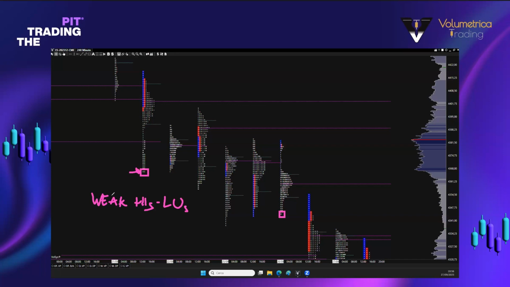So the implication is that when we have a weak high or low, it is quite likely to be taken out. This is a low which is not that stable, which happened in the following session here, and it happened just a few hours later here.